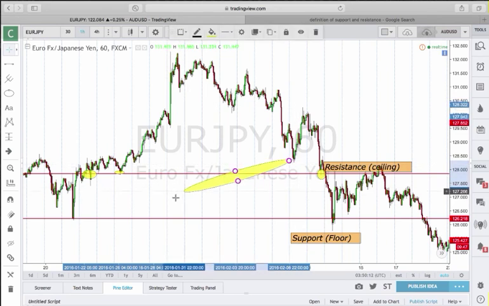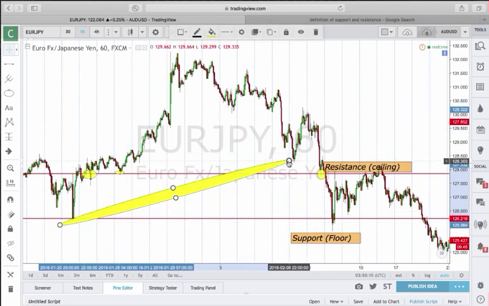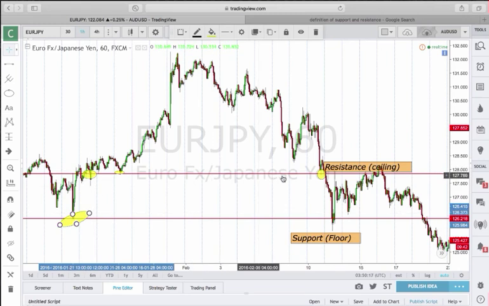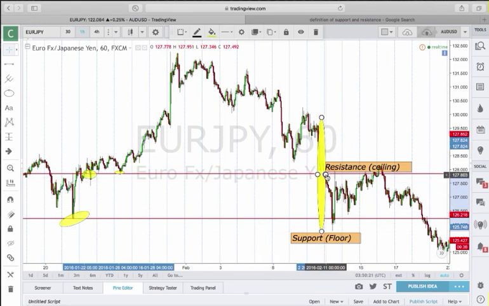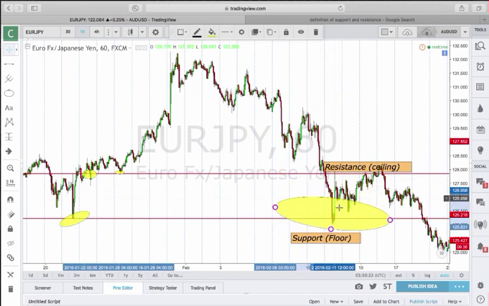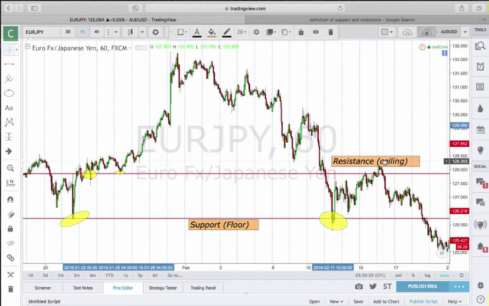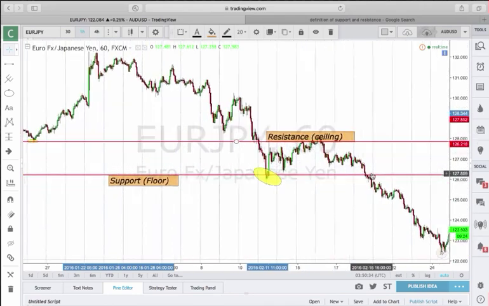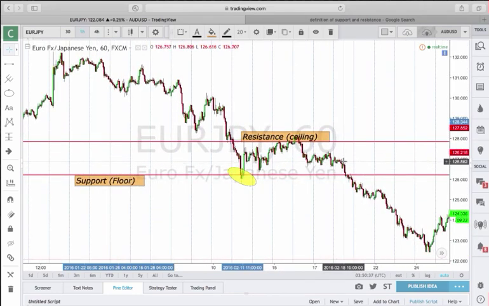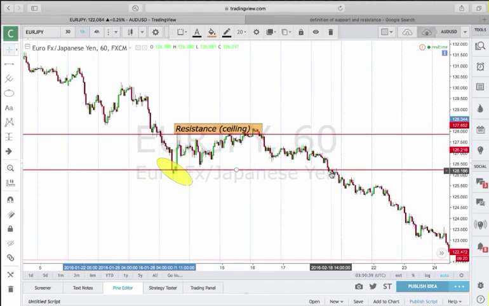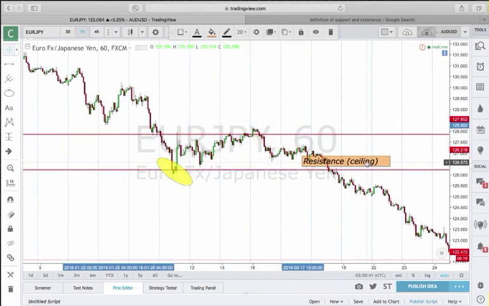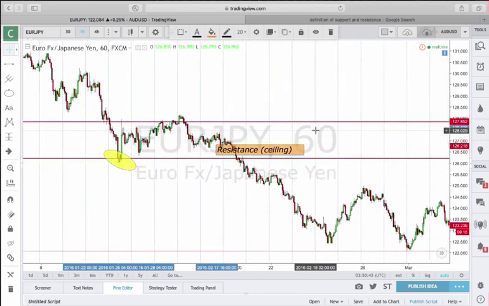Drag this. It's testing off this area right there. And as you guys can see, it's testing off this area right here like a floor. All right. Now this area over here is like a ceiling. Now what did price do? It continued to break this floor, as you guys can see, and tested as a newfound ceiling.